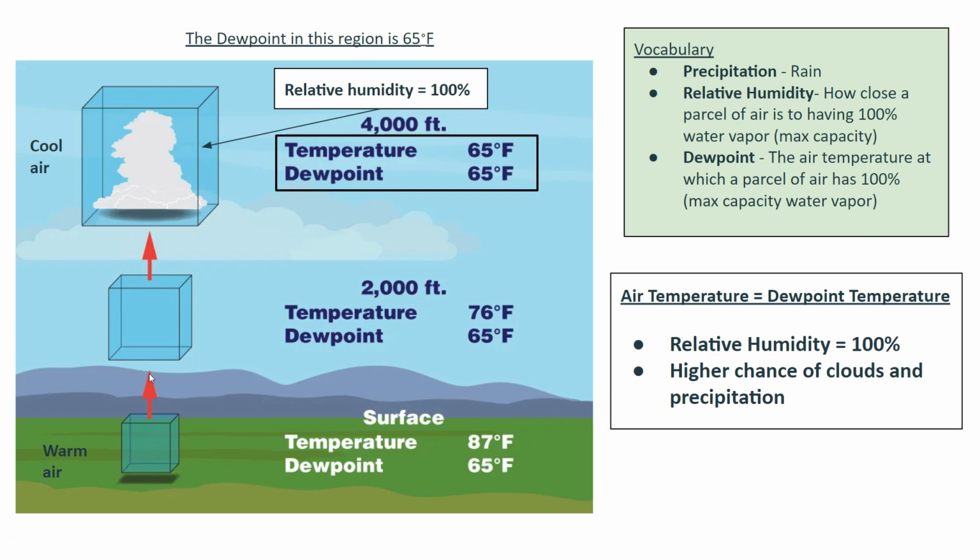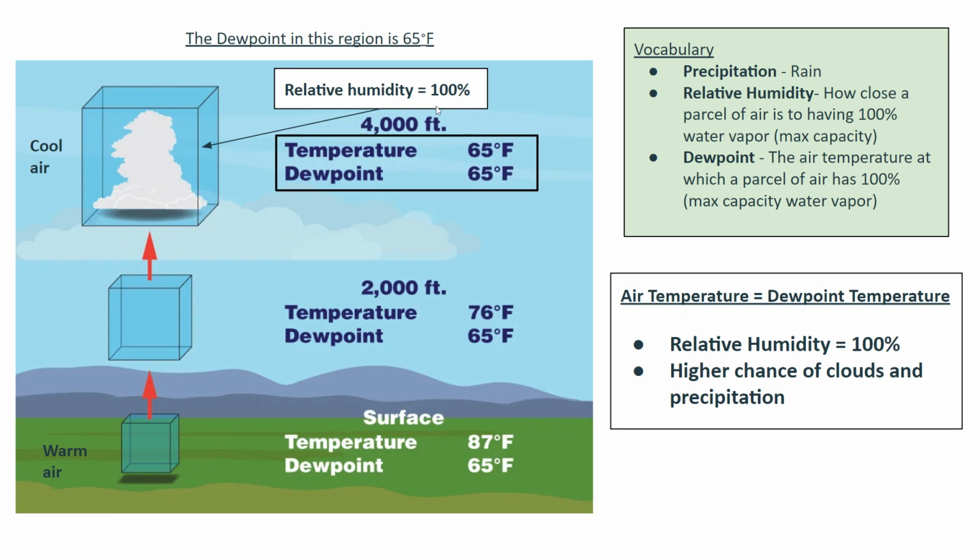So this warm air starts to rise and cool. It's still not at 65 degrees, but when it reaches here, notice that the temperature of this air is now 65 degrees Fahrenheit, which is the same as the dew point. So if my temperature reaches the dew point, remember, the dew point is the air temperature at which the air reaches 100% capacity of water vapor, right? It can't hold any more water. So that's when it starts to form clouds and rain. It starts to release those water droplets, okay? The water vapor turns into water droplets.